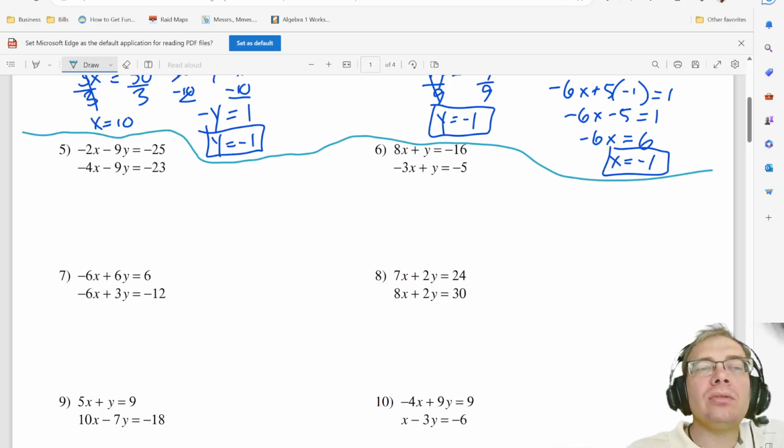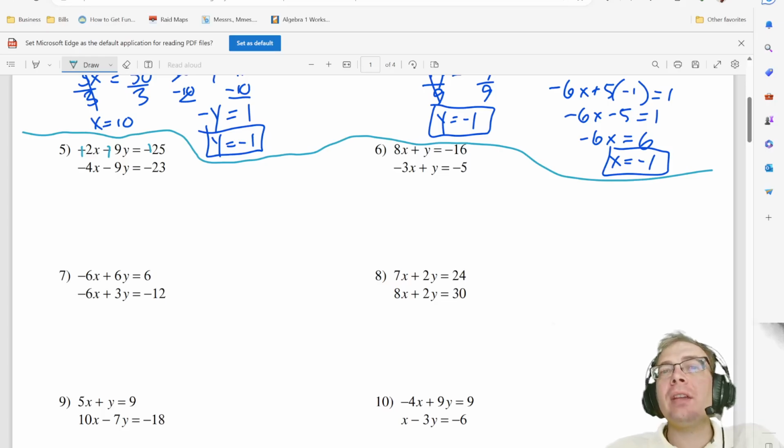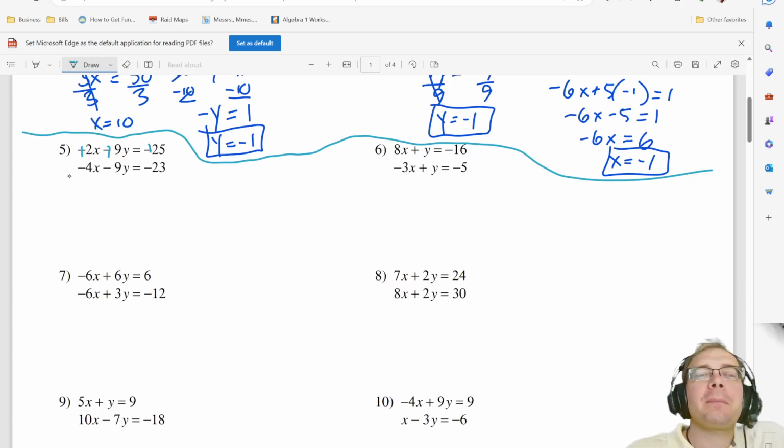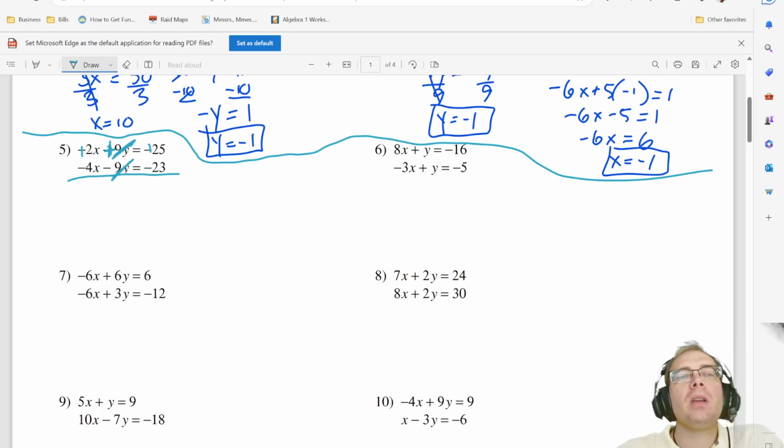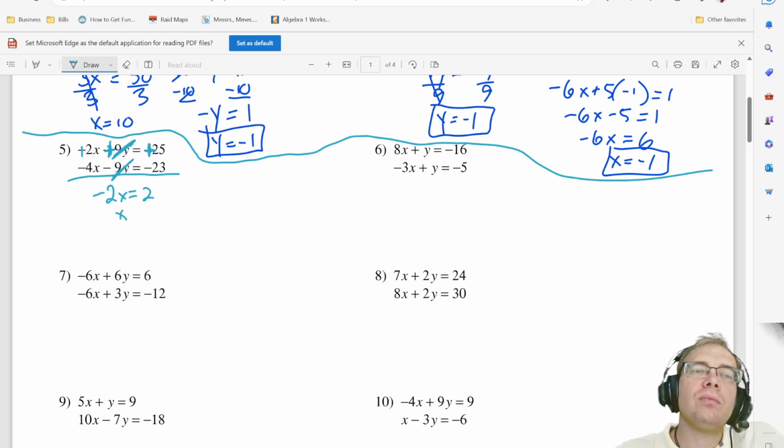So let's do the first equation. Plus, plus, plus. If I multiply everything by a -1, it flips the sign, so all the negatives become positive. Now the y's will cancel, because that's 9y minus 9y, which is 0. All right, 2x minus 4x is -2x. And that's going to be positive 25 minus 23 is 2. X equals -1.